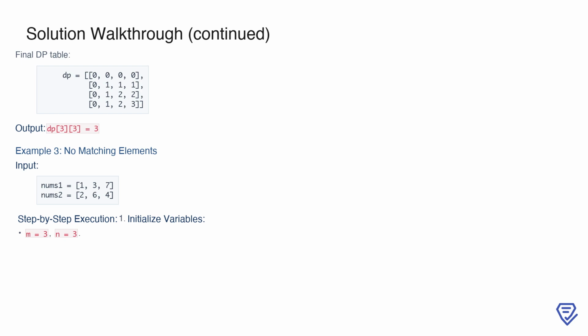Lastly, let's consider a case where there are no matching elements between the two arrays. For nums1 is [1, 3, 7], and nums2 is [2, 6, 4], we once again initialize m and n to 3 and create a new DP table of size 4x4, filled with zeros.